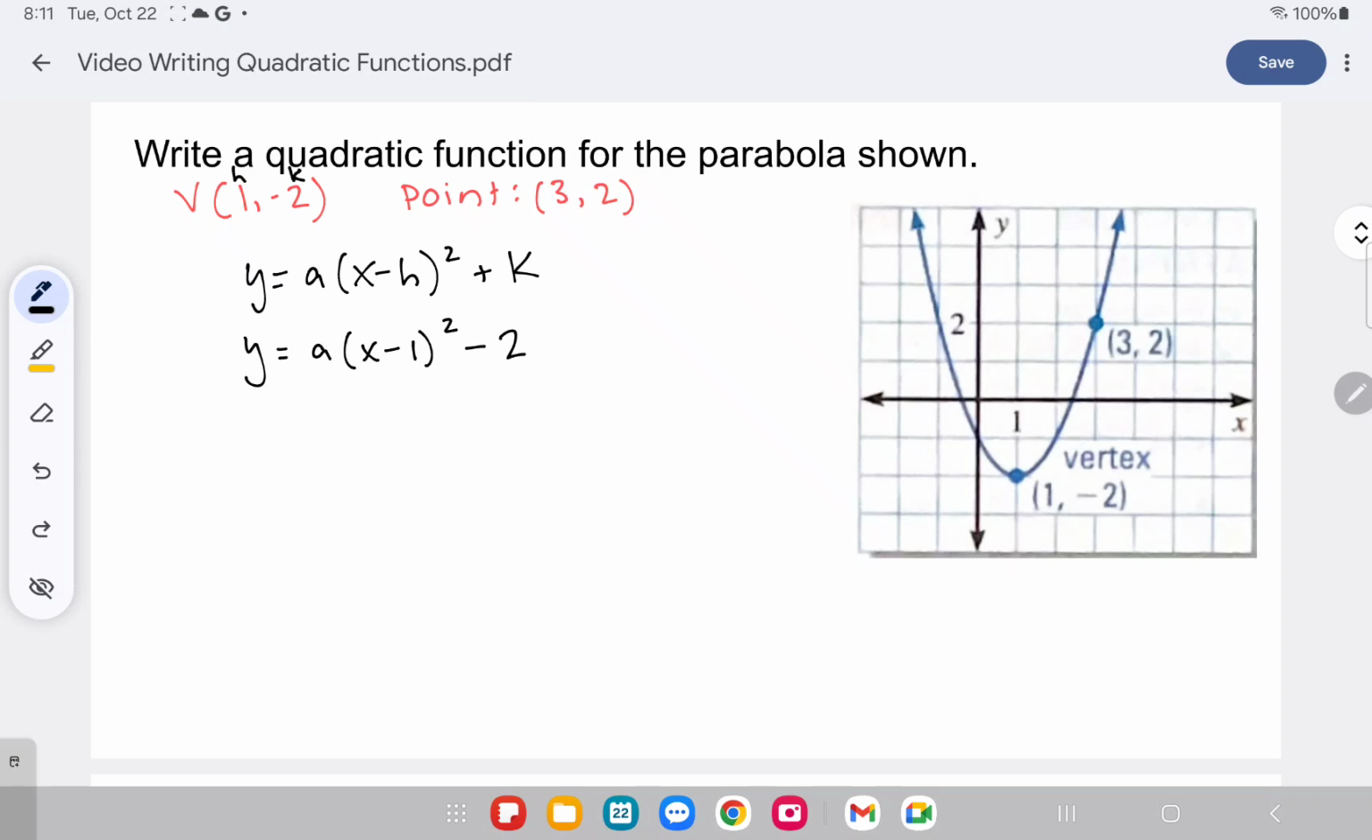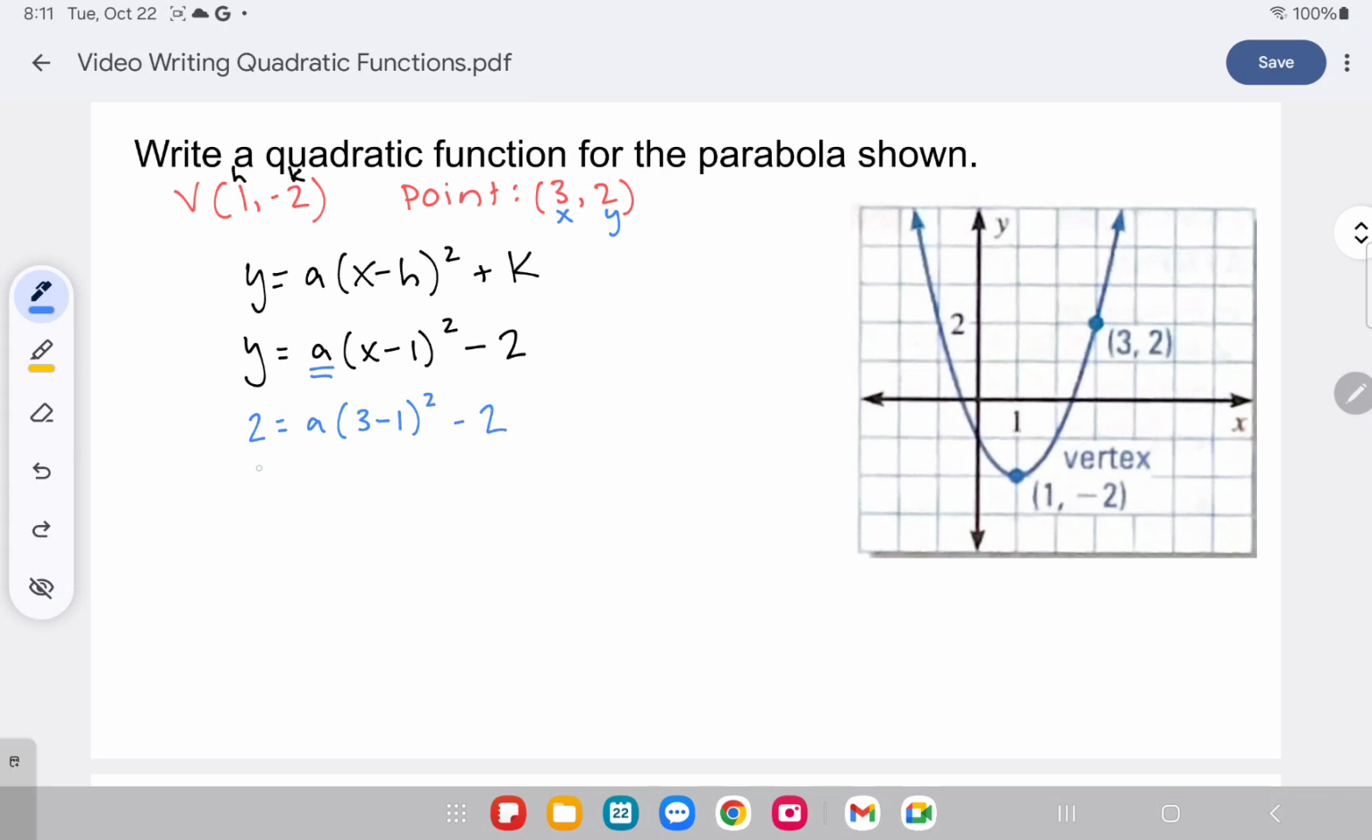But here's why we need that other point. We need to figure out what our a is. And to figure out what this a is, we need to plug in something for x and y so that we can solve for a. So we need a point, coordinates x and y, to plug in so that we can solve for a.